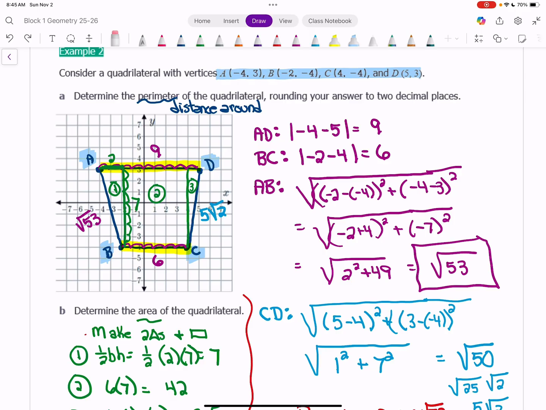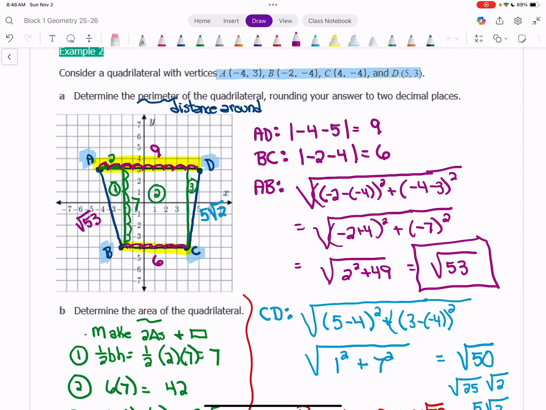But the point is, if you have a flat side like A to D, you can literally just count the spaces: 1, 2, 3, 4, 5, 6, 7, 8, 9. So the distance between A and D is 9. You can also get that by subtracting the x values, -4 minus 5, and taking the absolute value, but I think it's easier to just count them. The distance from B to C down here is 6. Those horizontal lines are very easy to find the distance of, so you can just count the spots.